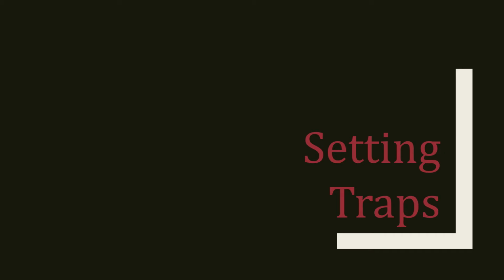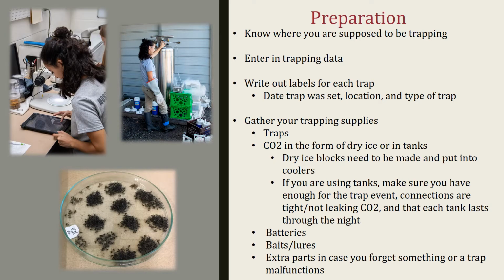Now we will move on to setting traps. Preparation. Know where you are supposed to be trapping, because that determines what you'll need to bring with you. Enter in trapping data if you're required to. Write out labels for each trap, and that would include the date the trap was set, location, and type of trap. An example of what that would look like is the bottom picture here, that little white square.